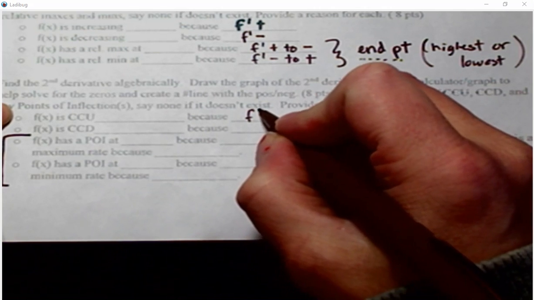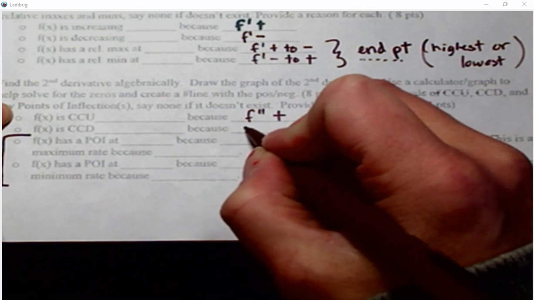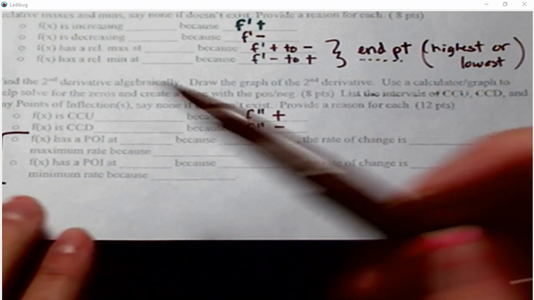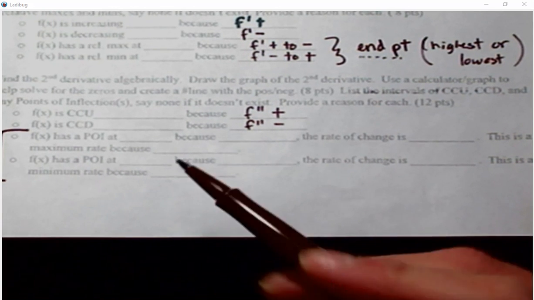The second derivative, double prime, is negative. And now, much better. Okay, we're going to do the last two sentences. So we're going to look at the points of inflection. If I remember my fun chart, there's two columns up there still.